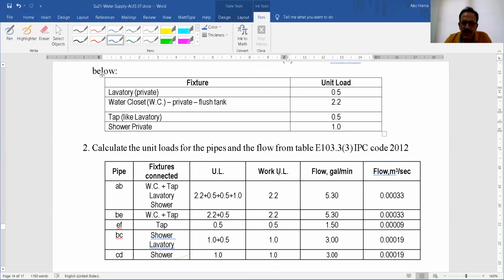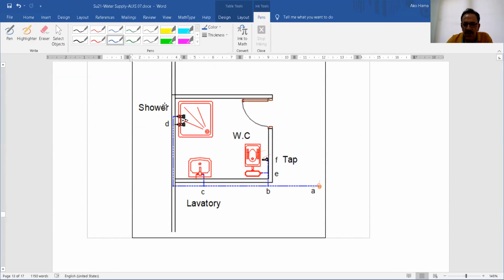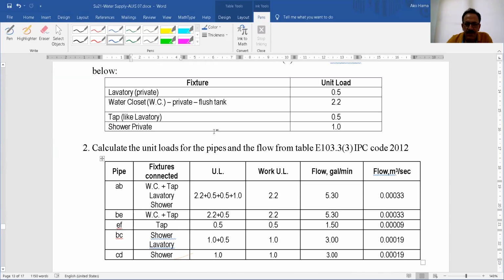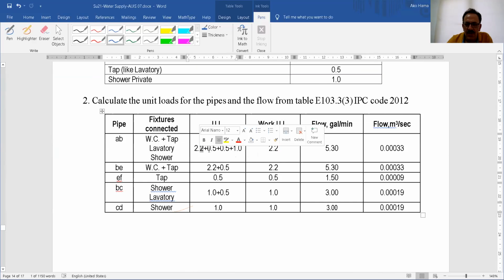Now for 4.2, look at this one for pipe AB, which is the overall pipe AB, here's pipe AB. AB will hold all of these fixture units together. So we have a water closet, we have a tap, we have a lavatory, and we have a shower. So we have the unit load 2.2, 0.5, and so on, and the total is equal to 4.2.